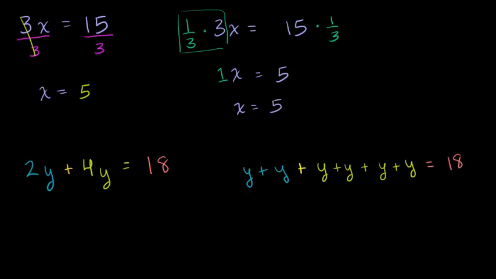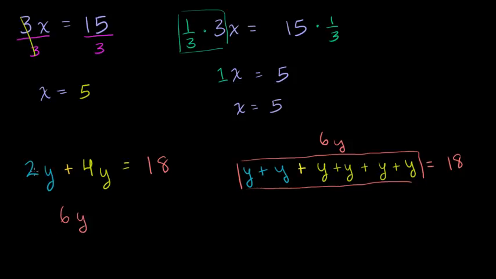And if you think about it, it makes complete sense. The 2y plus the 4y is 6y. If I have 2 apples plus 4 apples, I'm going to have 6 apples. If I have 2 y's plus 4 y's, I'm going to have 6 y's. Now that's going to be equal to 18. And now, hopefully, we understand how to do this.